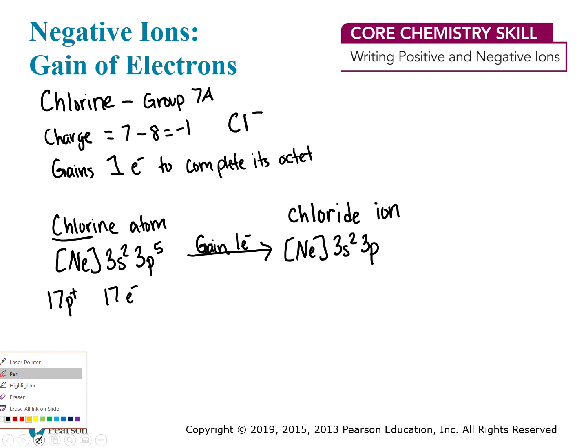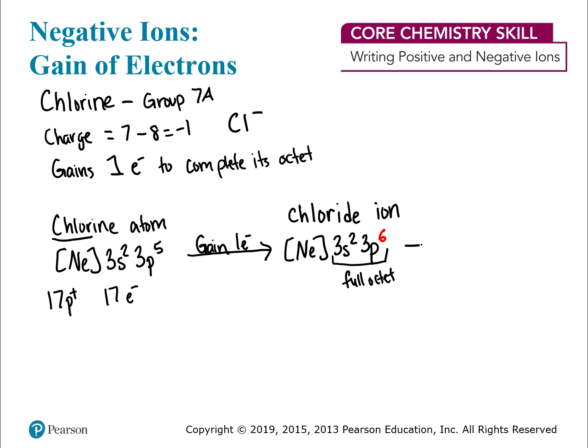And I'll write the number in a different color. We've now got 3s2, 3p6. Well, that's a full octet. So instead of using a neon core, we're actually going to use argon. And argon is the noble gas that is in the same period as chlorine.